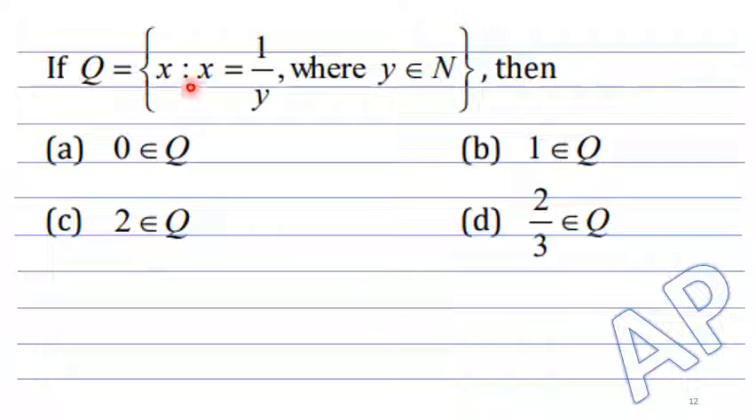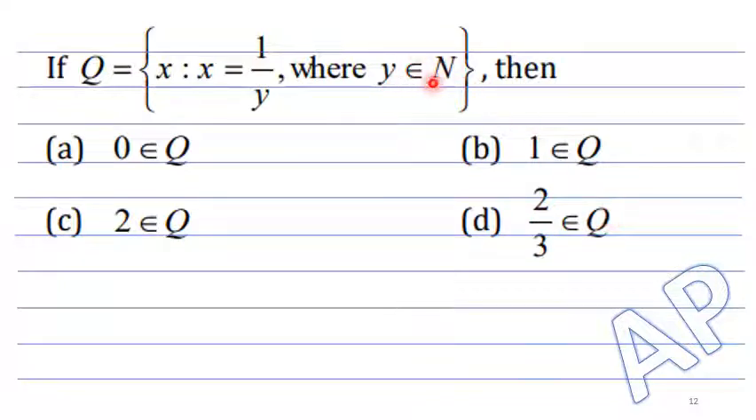If Q is equal to set of all x such that x is equal to 1 by y, where y belongs to N, then option A: 0 belongs to Q, option B: 1 belongs to Q, option C: 2 belongs to Q, and option D: 2 by 3 belongs to Q.